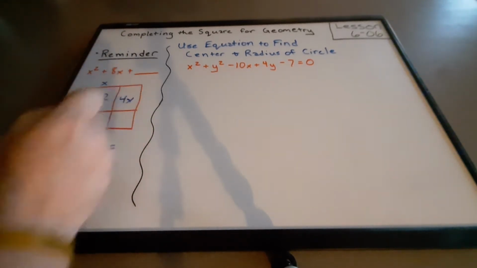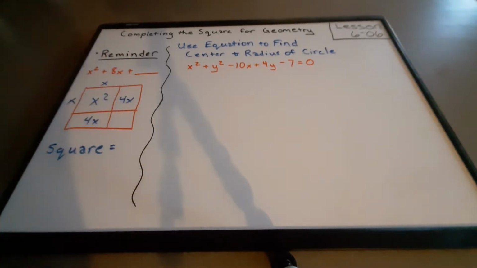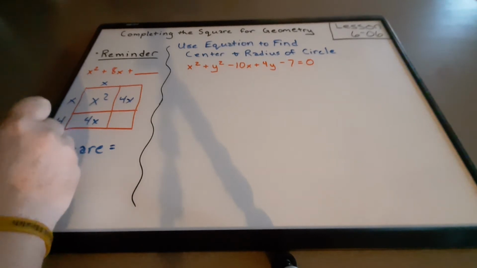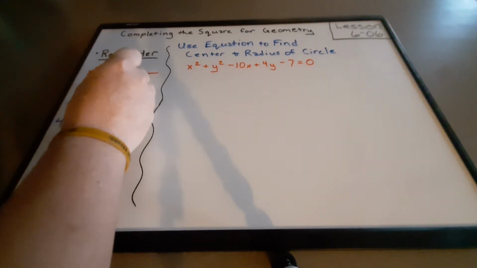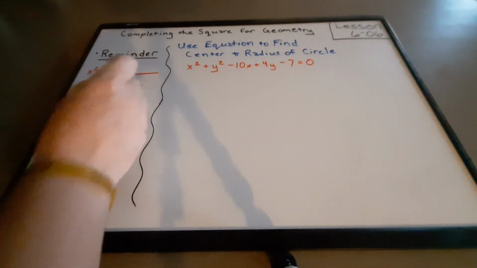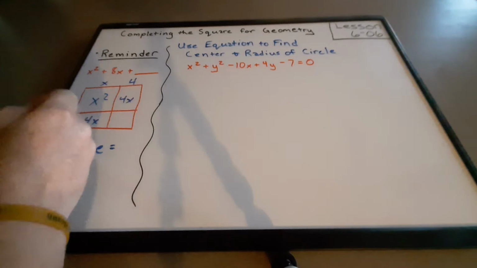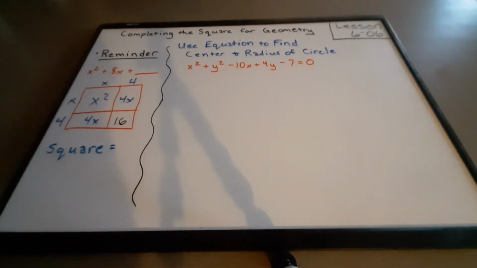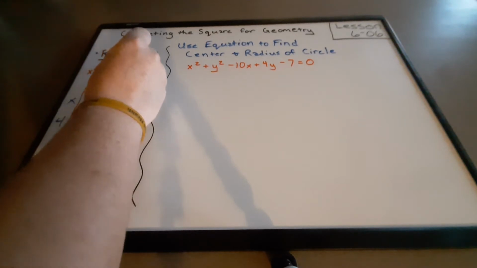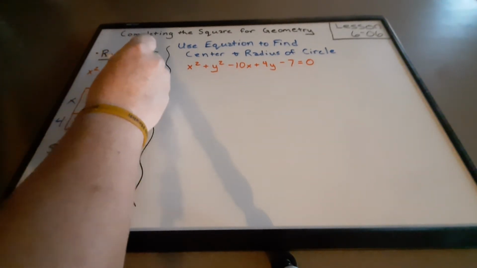Well, to get these 4x's, you take x times something to get 4x. So we would take it times 4. This is x times 4 gives us 4x, and we get a 4 here. Because of that, we're able to find out that 4 times 4 will give us 16 in this spot, meaning that we have to add the perfect square of 16 right here.